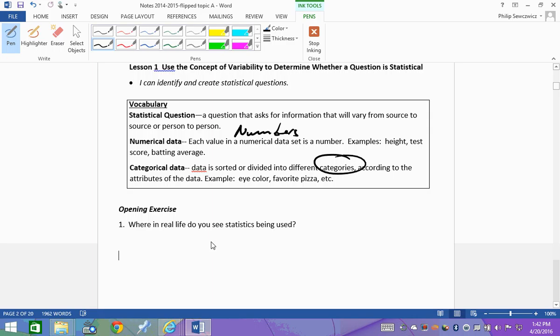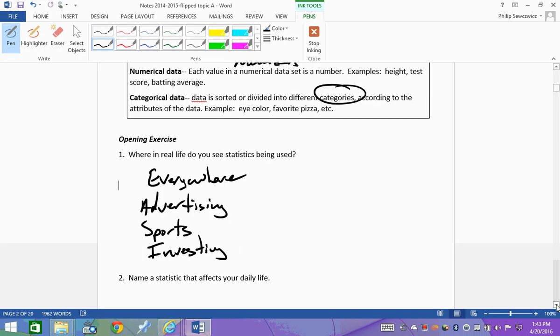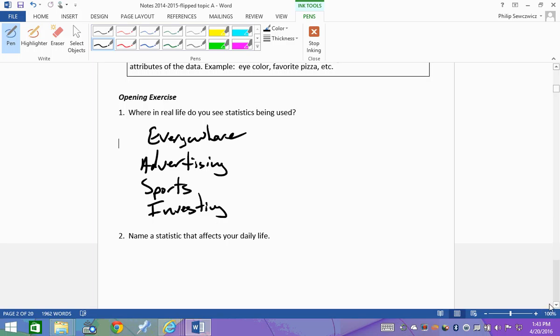So where in real life do we see statistics being used? The short answer is everywhere. Advertising really makes use of statistics. They want to make sure you hit your target audience. Sports really makes use of statistics. Investing money makes use of statistics. So pretty much anything that you're trying to get ahead in, you're going to use this to analyze so you can make things better. So we're going to go all over the place.